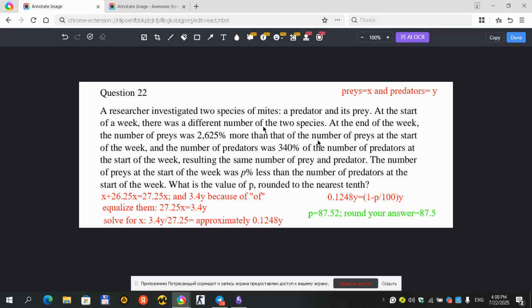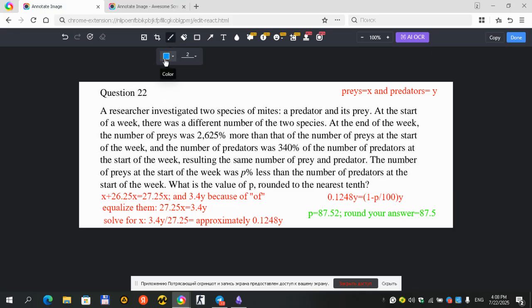2,625% more than the number of prey at the start of the week, and the number of predators was 340% of the number of predators at the start of the week, resulting in the same number of prey and predators. The number of prey at the start of the week was p% less than the number of predators at the start of the week. What is the value of p rounded to the nearest tens?